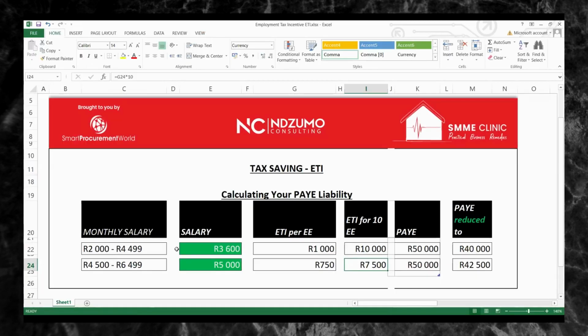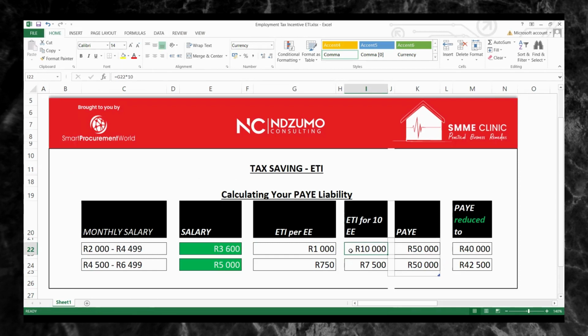So let's say you have an employee who earns 3,600 rand each month. For this employee, the employment tax incentive is calculated at 1,000 rand. So let's say you have 10 employees that earn this 3,600 and they meet all the employment tax incentive criteria. Your employment tax incentive will amount to 10,000 rand.